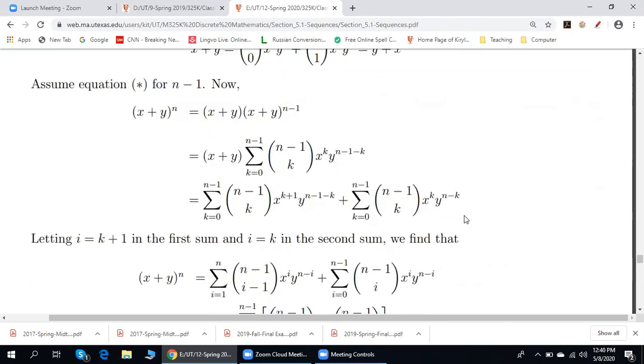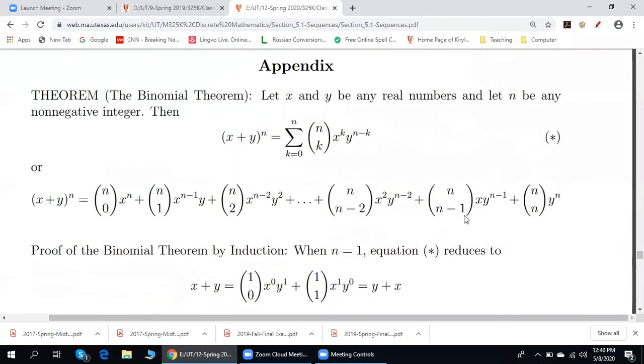Okay, now let us go over the proof by induction. For n equal to 1, this equation becomes x plus y is equal to 1 choose 0 times x to the 0 power y to the first power plus 1 choose 1 times x to the first power y to the 0 power. Clearly, 1 choose 0 is 1. 1 choose 1 is 1. This expression becomes y. This expression becomes x.